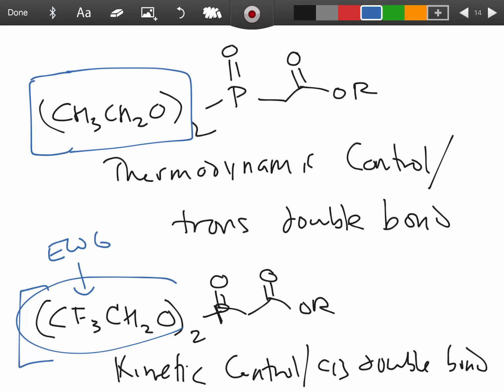Right. So here, when this has a CF3, snaps closed, cis double bond. When it has just ethoxy, it can go back, try again, and so you make the trans.